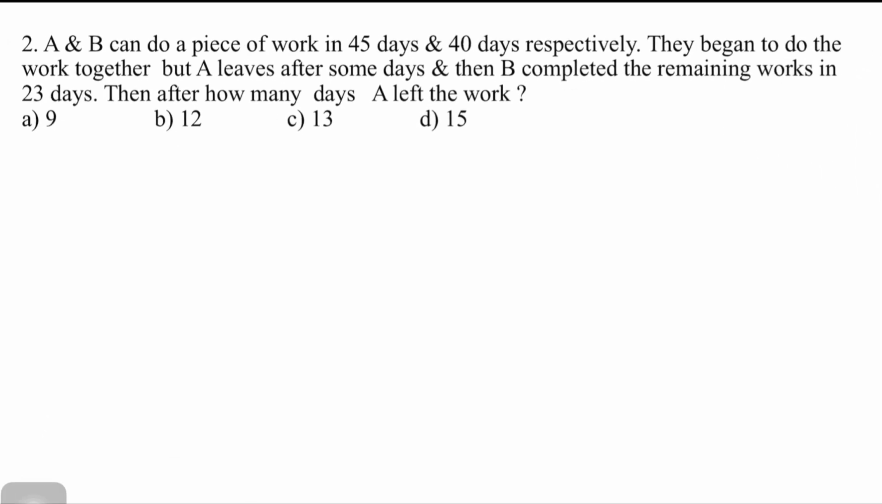A and B can do a piece of work in 45 days and 40 days respectively. They began to do the work together, but A leaves after some days. A can do a piece of work in 45 days and B can do it in 40 days. Together they started working, but A will leave the work after some days. We don't know how many days.